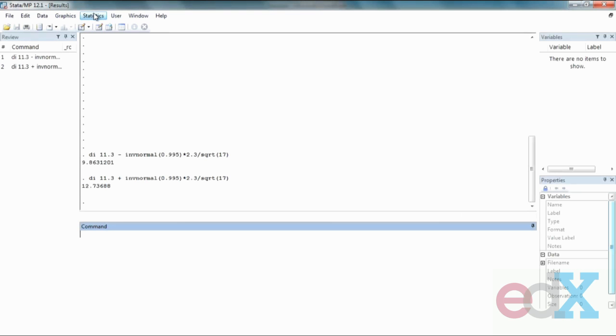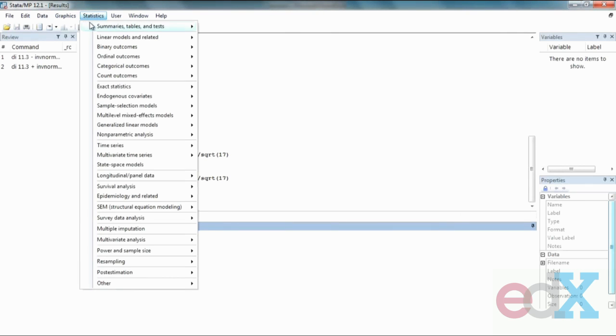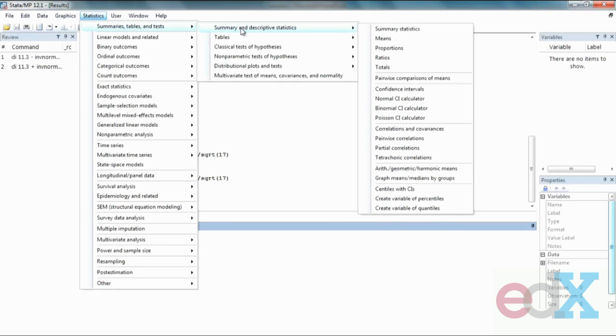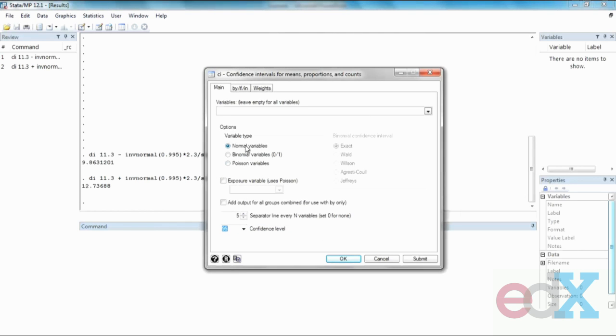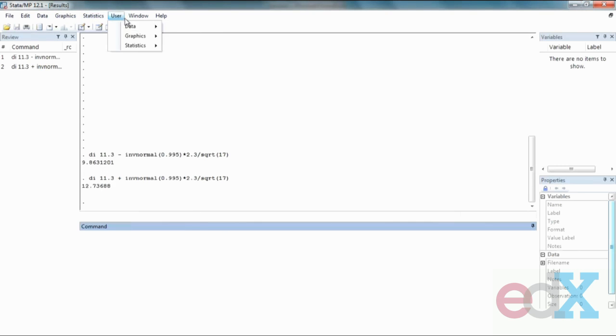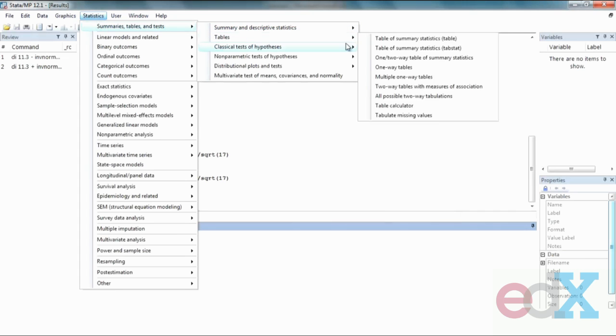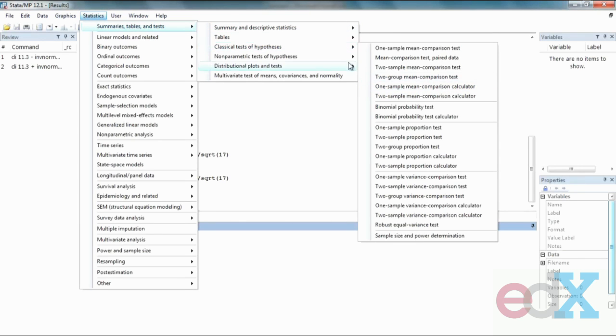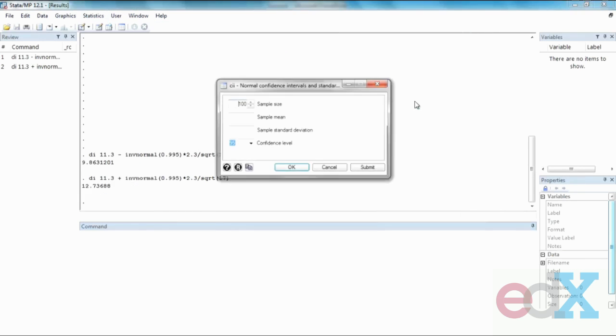To construct our confidence interval within Stata, we can go Statistics, Summaries, Tables, and Tests, and then we can go to Confidence Intervals. We're assuming normality here, but remember we don't actually have any data read in. So we can't directly use confidence intervals. Instead, we need to go to the confidence interval calculator. So the normal CI calculator, our sample size is equal to 17. Remember our sample mean is equal to 8.2. And the sample standard deviation is equal to 2.5.